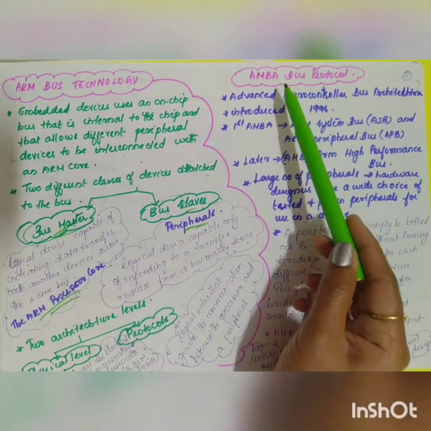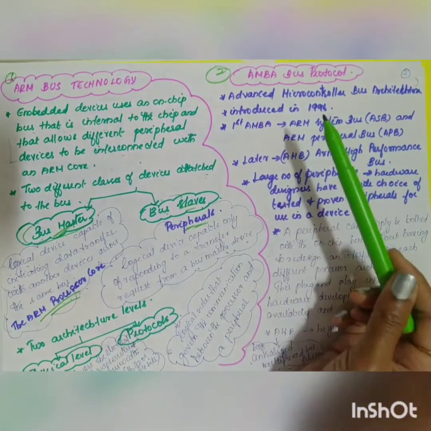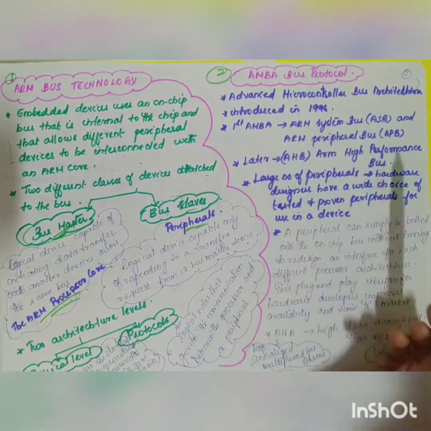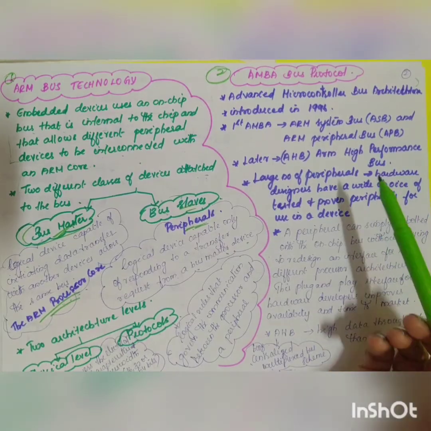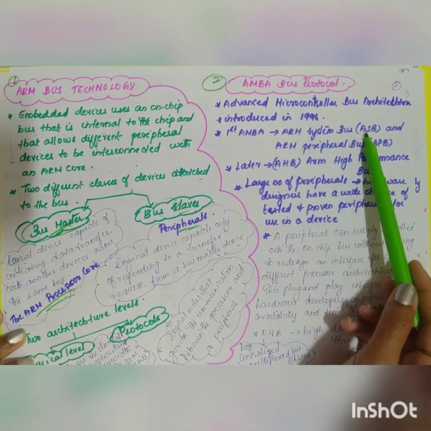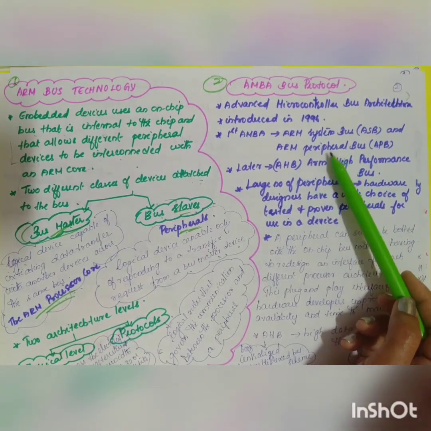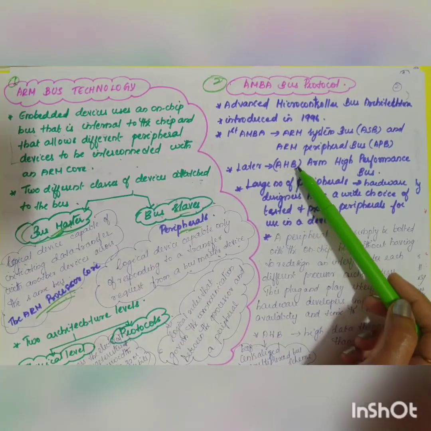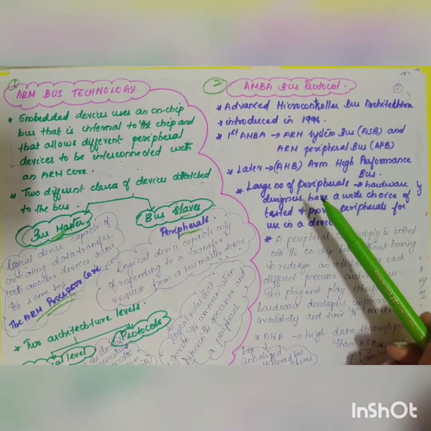First topic is done. Now the second important topic here is the AMBA bus protocol. AMBA stands for Advanced Microcontroller Bus Architecture. It was introduced in 1996. The first AMBA technologies were the ARM system bus, given as ASB, and the ARM peripheral bus, that is APB. Later, AHB, the ARM high performance bus, was developed.